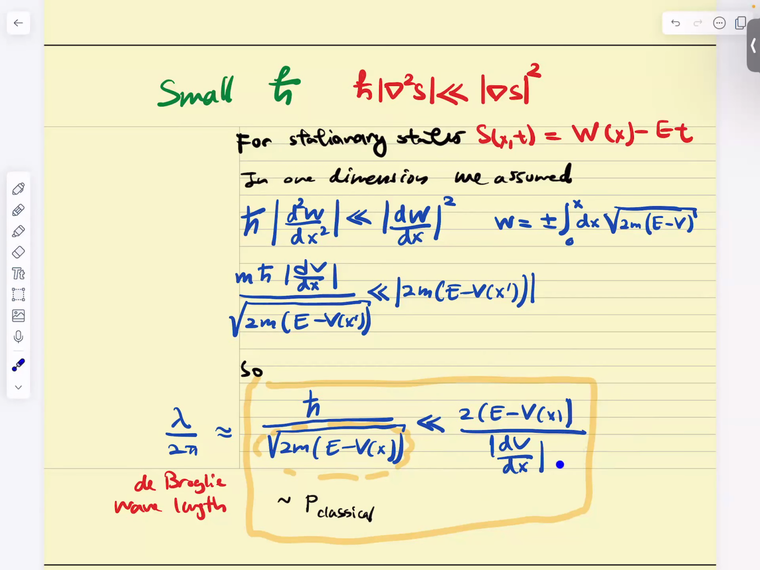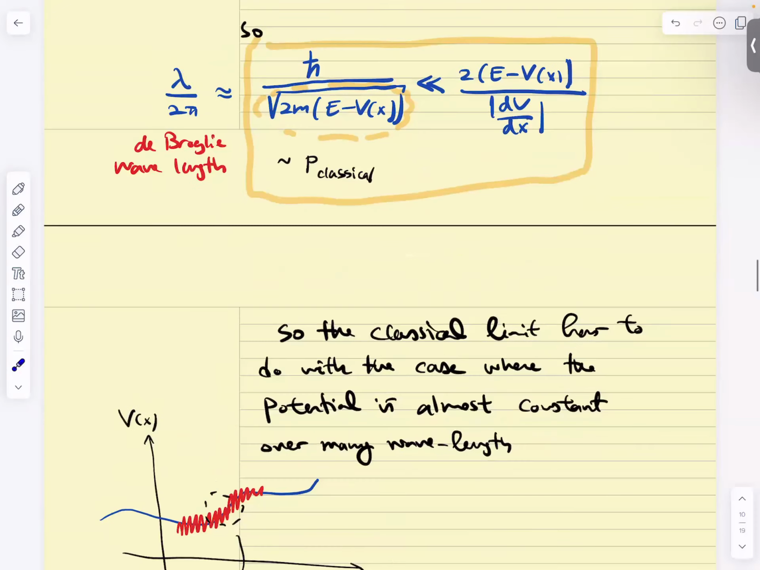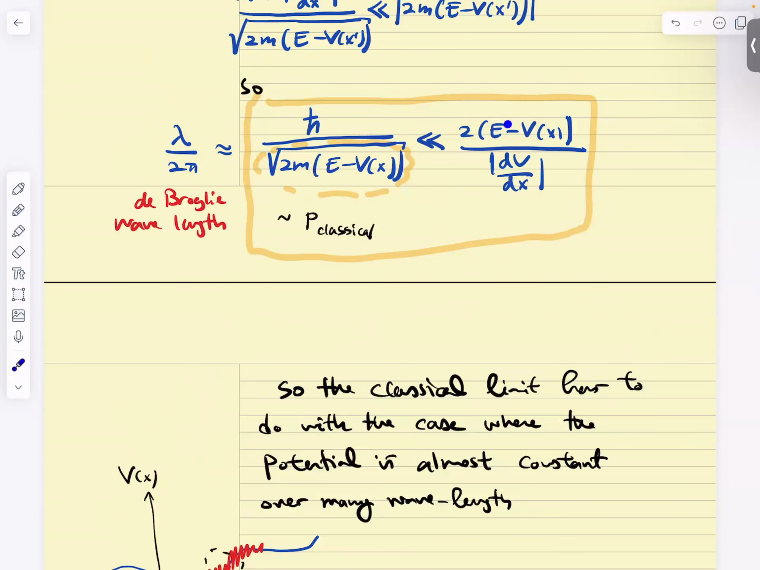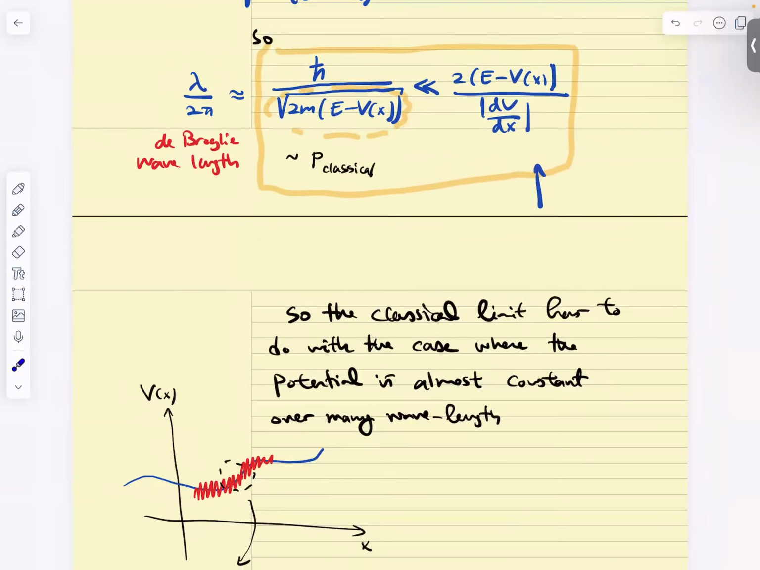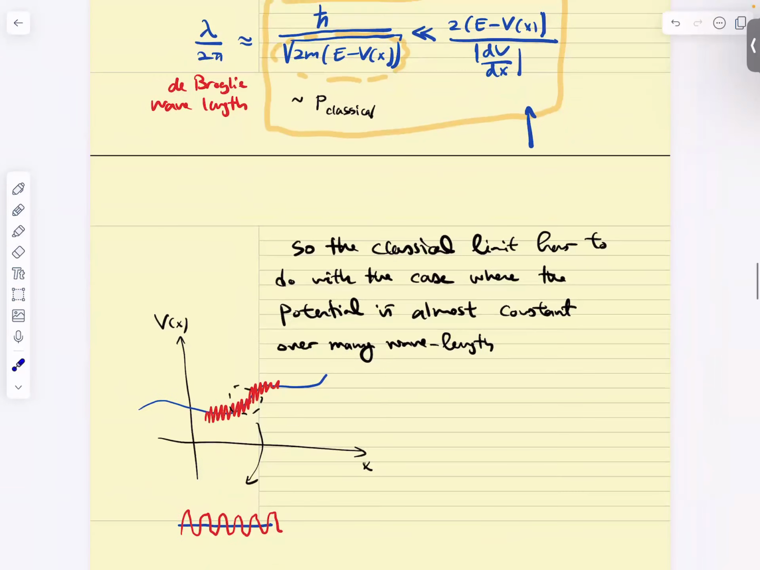So let's work out the right-hand side. The right-hand side says how much E minus V changes over the derivative. I encourage you to stare at this equation and extract the lesson, the intuitive picture that I'm describing. Here's your V of x. This approximation is basically saying, the de Broglie wavelength controls how fast this wave function is jittering in space. Is that clear why?